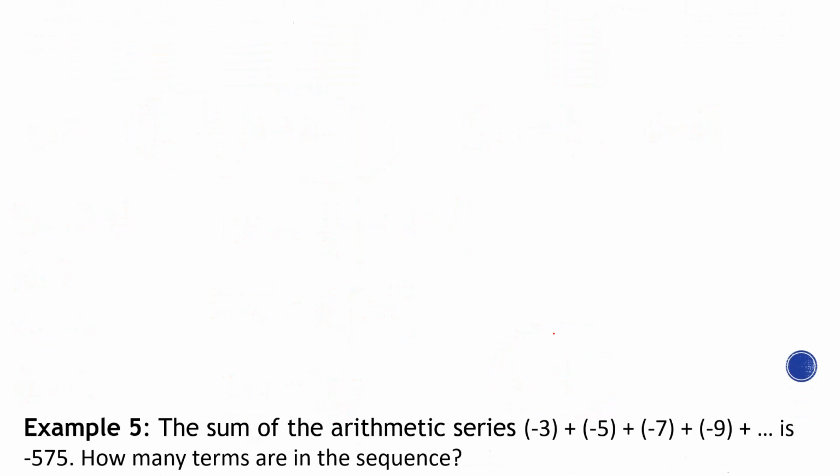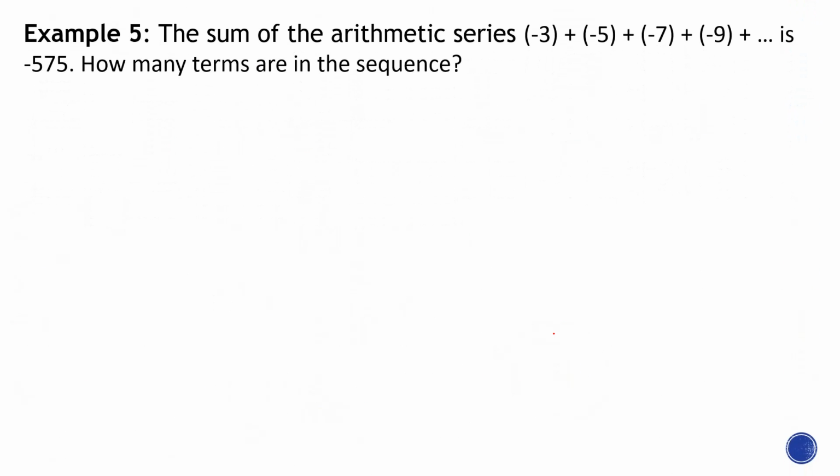Let's go to the last example. The sum of the arithmetic series -3 plus -5 plus -7 plus -9 until the last term is -575. How many terms are in the sequence? Okay. So let's compare again, or I will write again the two formulas and let's see what formula we can use to solve this problem.